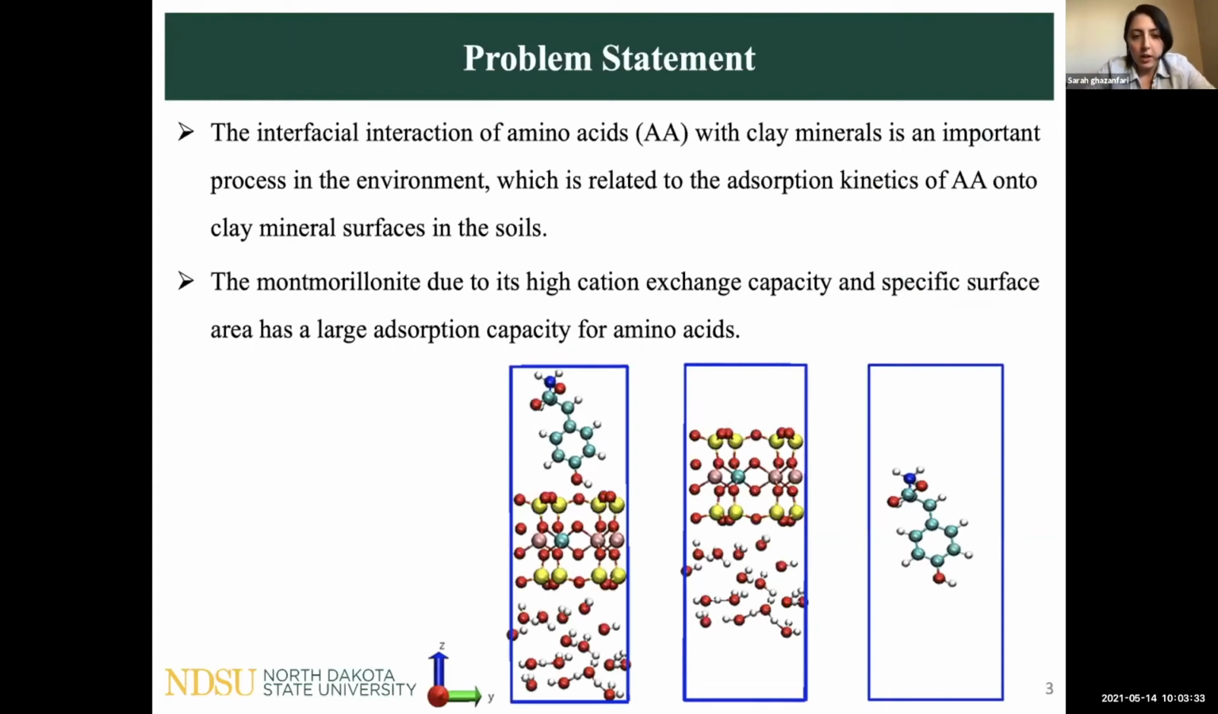As you can see in the picture, there are 3 systems after geometry optimization. The first one is the whole system, including amino acid, Montmorillonite, and the water. And between, we have the periodic cell for the Montmorillonite and the water, and the third one is the amino acid. It's important to explore the interfacial interaction between amino acid and clay mineral because it's a very important process in the environment. Montmorillonite, because of its high cation exchange capacity and high specific surface area, has a very high tendency for the adsorption of amino acids.